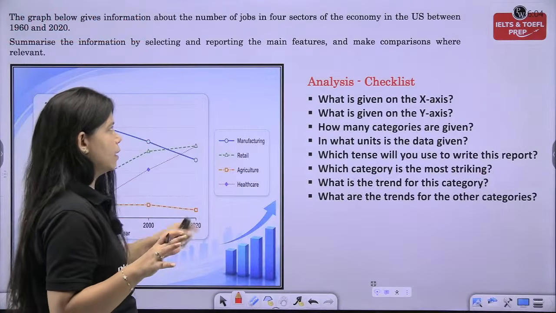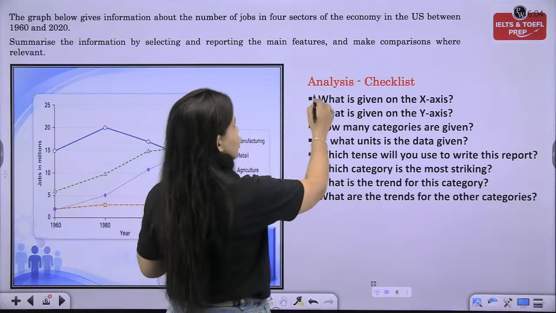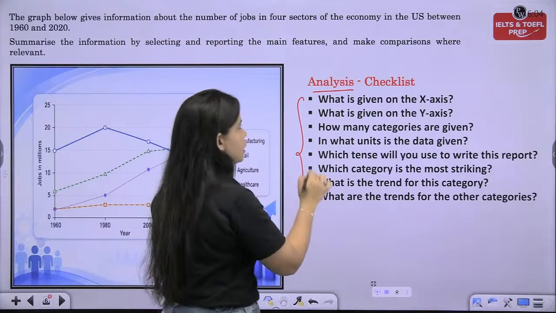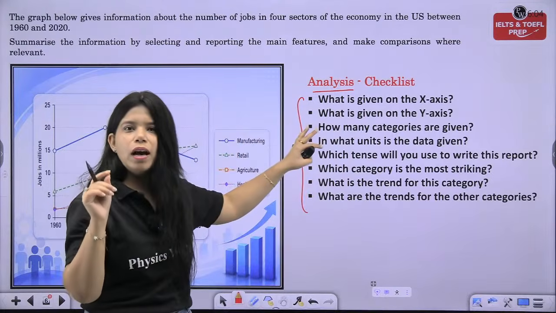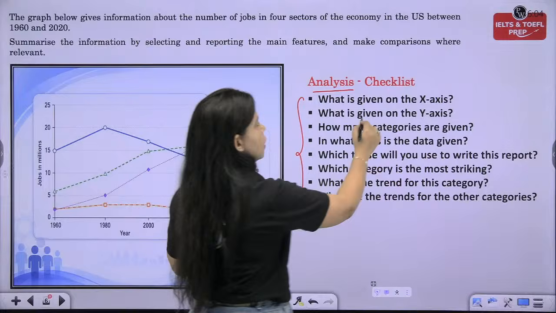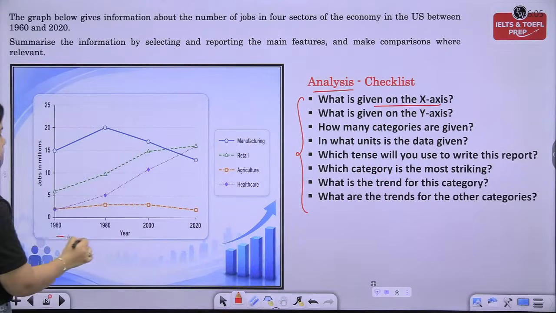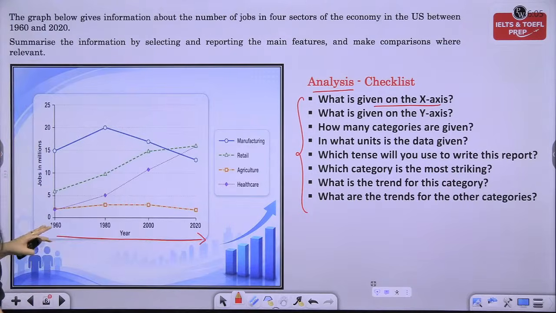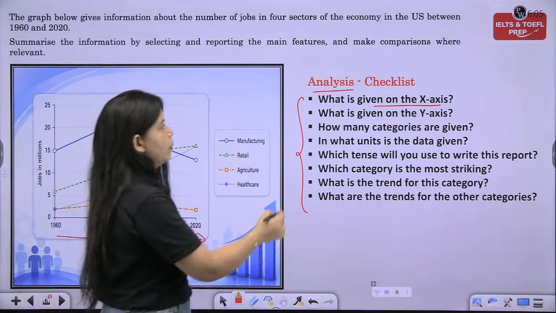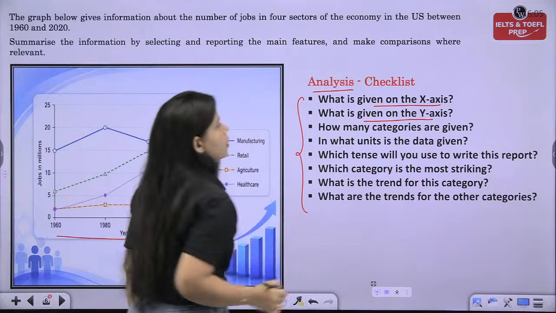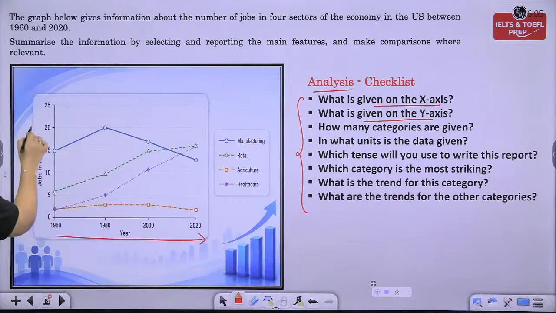Planning and analysis. Now this is the analysis checklist, and I would appreciate responses from you. Ask yourself what is given on the x-axis. Look here. x-axis पे क्या दिया हुआ है आपको? The years 1960 to 2020. What is given on the y-axis? Here you are given jobs in millions, starting from 0 to 25 millions.